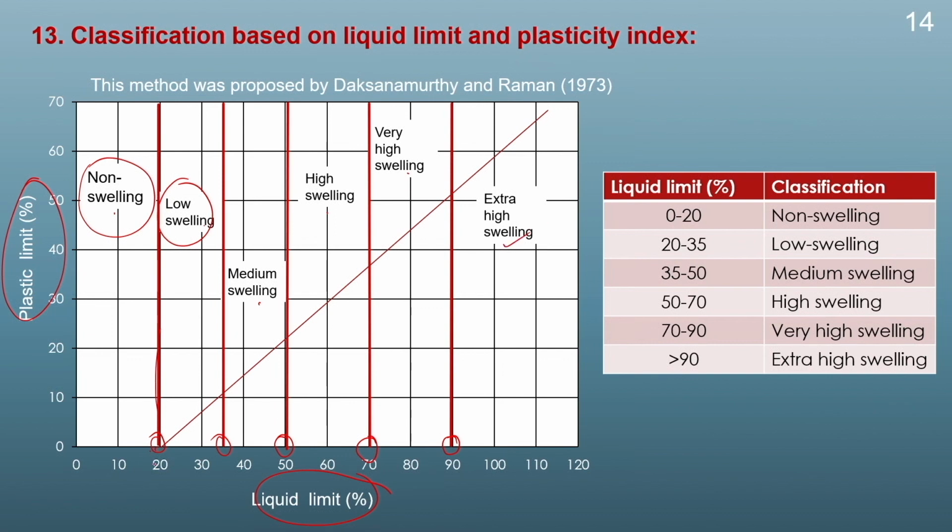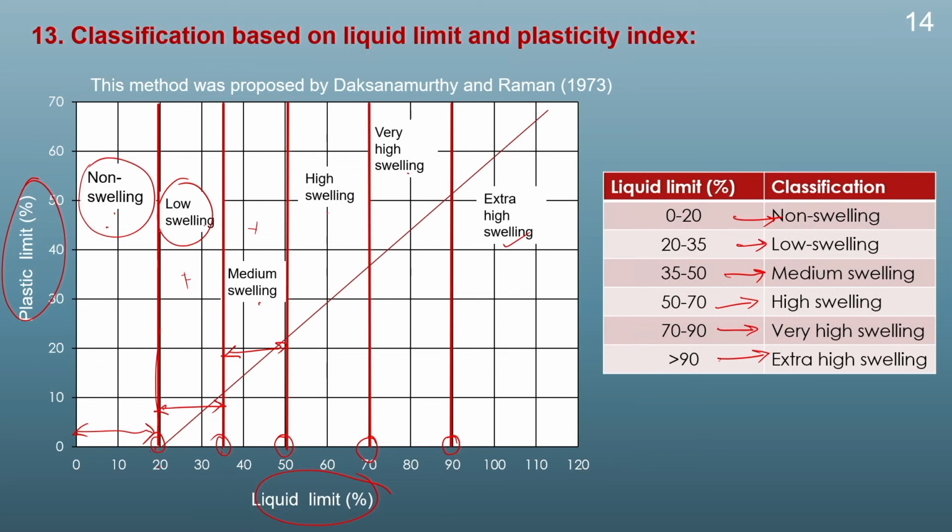In this method, if the liquid limit is between 0 to 20%, the soil will be termed non-swelling soil. If the liquid limit is between 20 to 35% and the soil falls in this zone, it will be low swelling soil. If the liquid limit is between 35 to 50% and the soil falls in this zone, it will be a medium swelling soil. Similarly, 50 to 70% will be high swelling soil, 70 to 90% will be very high swelling soil, and greater than 90% will be extra high swelling soil.